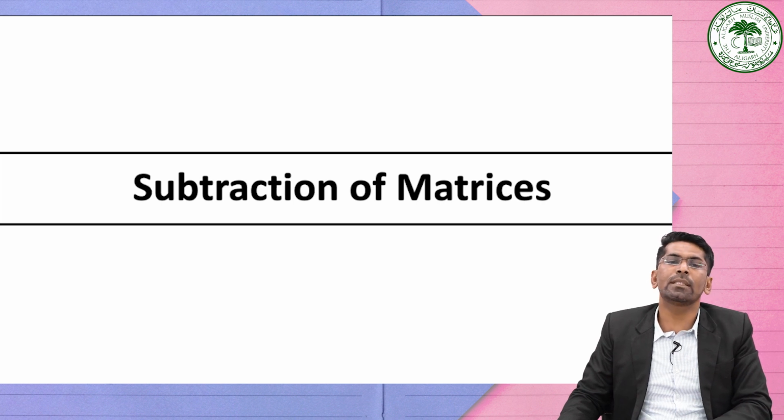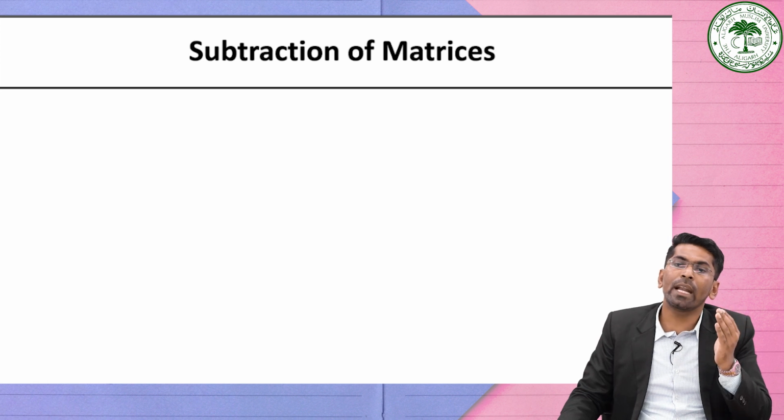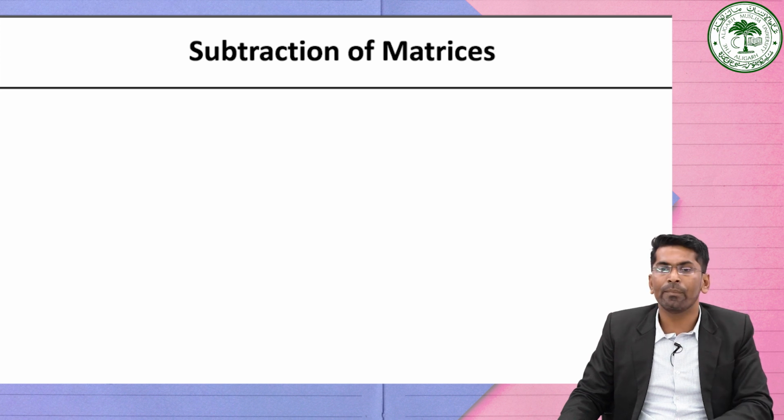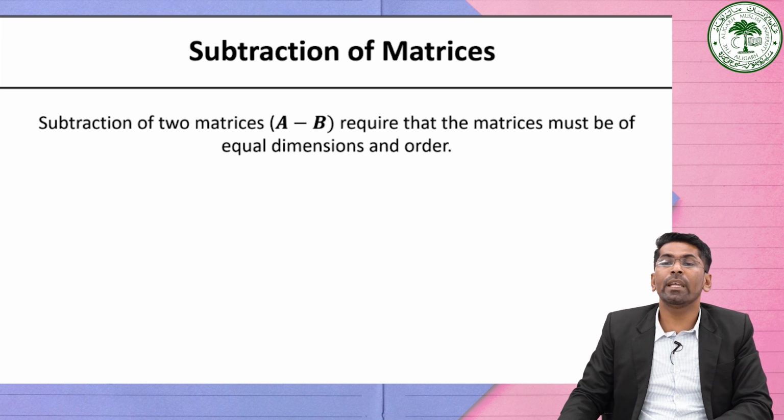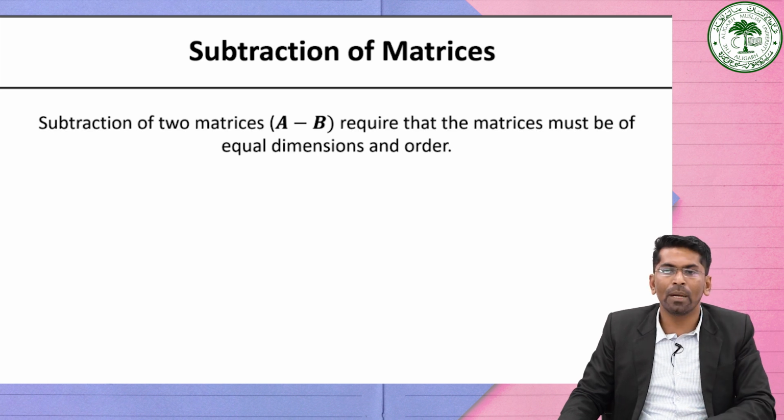Now we are going to consider subtraction of matrices. See, the subtraction of matrices is similar to the way of addition of matrices. For the subtraction of two matrices, say for example, if we have matrices A and B, then A minus B requires that the matrices must be equal in dimension and order. Similar to matrix addition, here also we have a condition that the matrices must have equal dimension, that is, the same number of rows and columns.